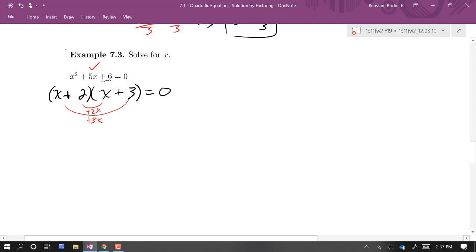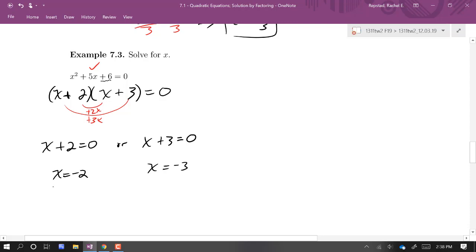Okay, so now we have a product set equal to 0. What next? Yeah, we're going to set each to 0. That means that either x plus 2 is 0 or x plus 3 is 0. And these are pretty simple to solve, right? So we get x equals -2 or x equals -3.